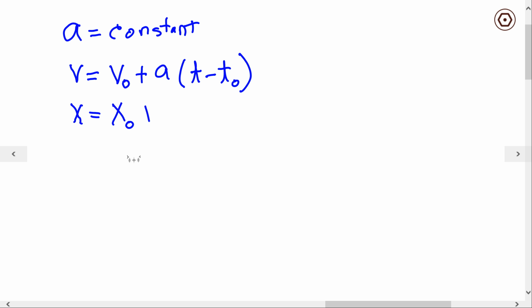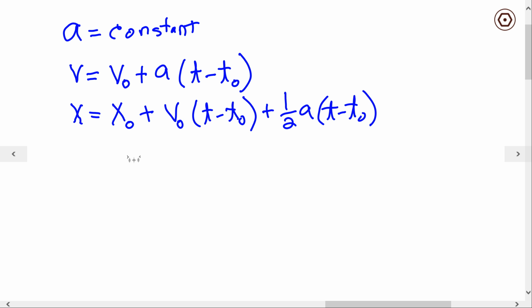Position equals initial position plus initial velocity times time minus initial time, plus 1/2 acceleration, constant acceleration, this is all constant acceleration, times time minus initial time squared. There's a third equation that comes out when you use acceleration equals v dv/dx, and it looks like this. Velocity squared is equal to initial velocity squared plus 2 times the constant acceleration times x minus initial x.